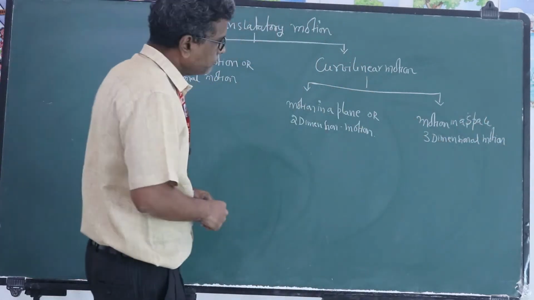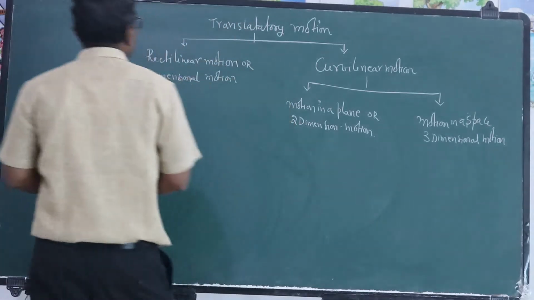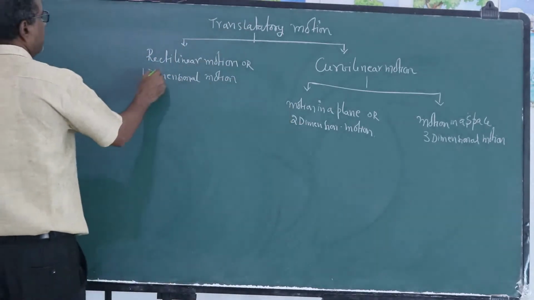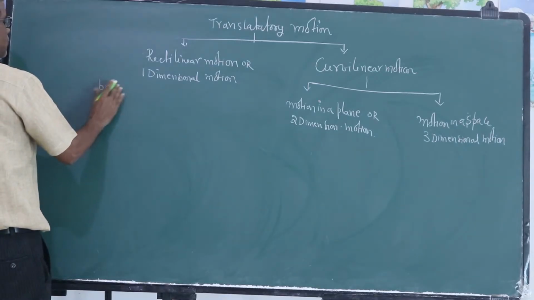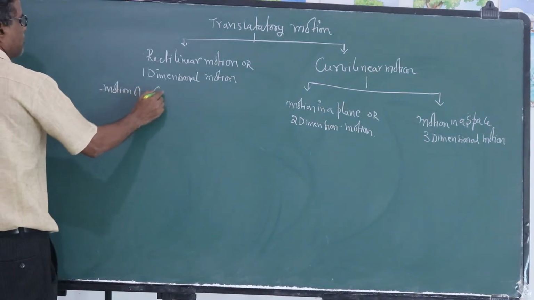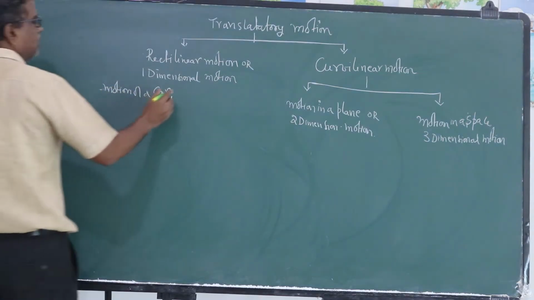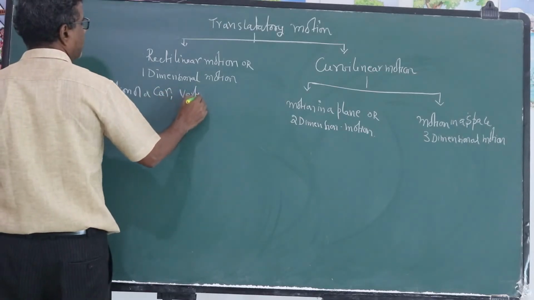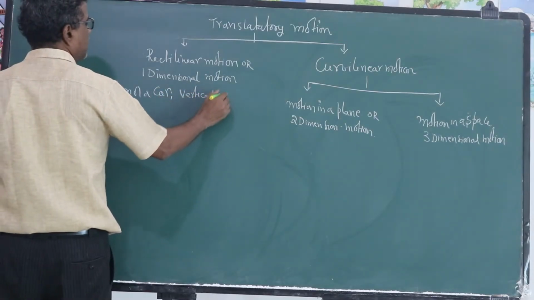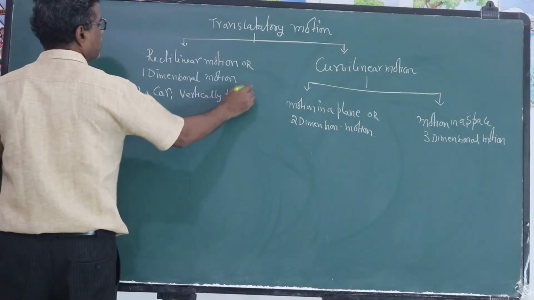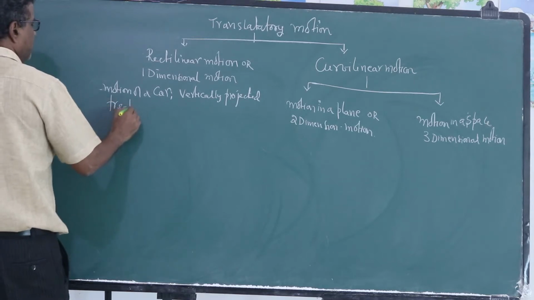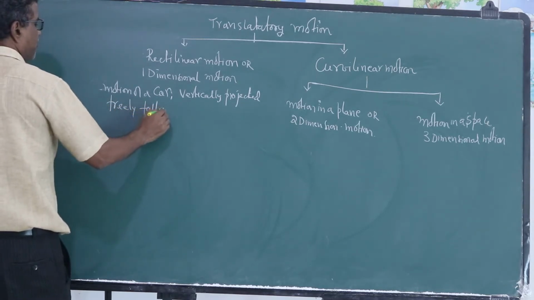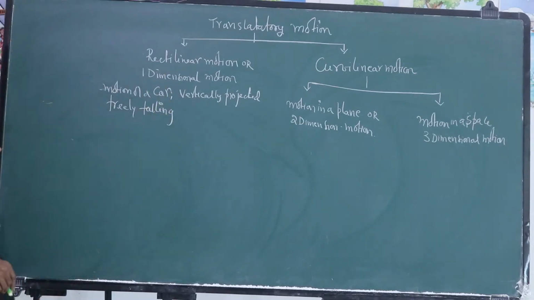Okay. So the examples for one-dimensional motion: a body moves in a straight line, like the motion of a car, a vertically projected body, and a freely falling body. These are the examples we are going to discuss in one-dimensional motion.